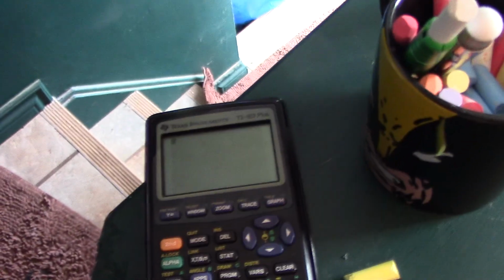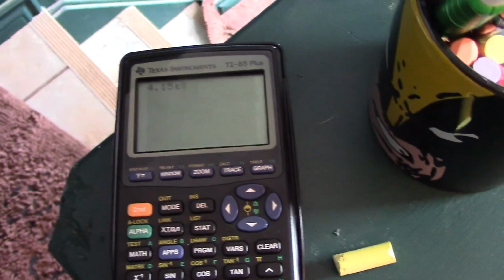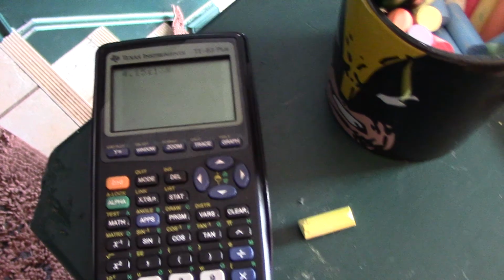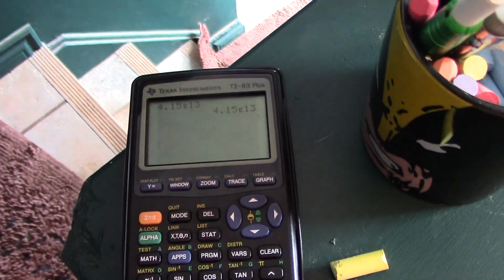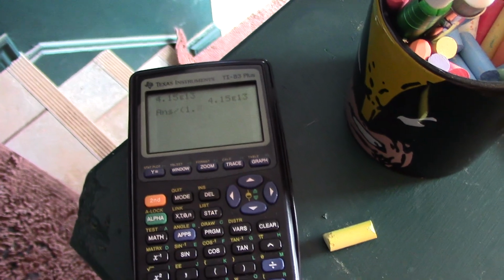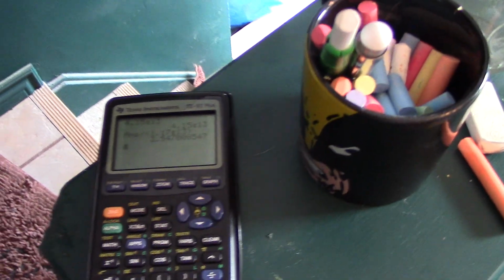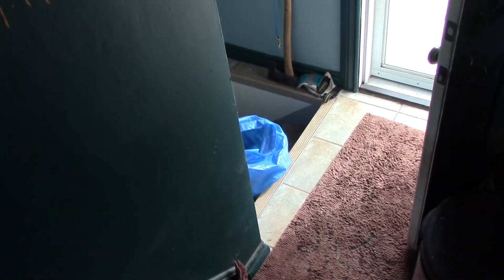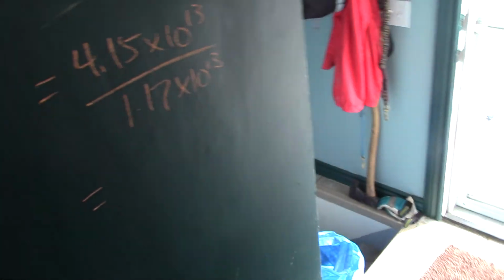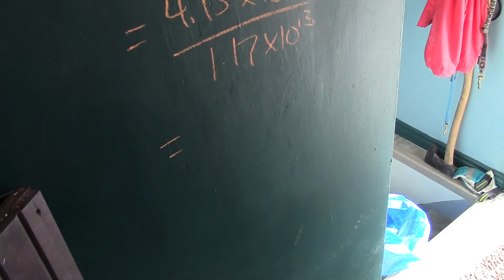So just as a reminder, if I plug this into a calculator, I like to break it up into steps. So here's, I'm going to write it like this, 4.15 E 13, okay, and I'm going to divide that bracket by 1.17 E 13. And I get an answer of 3.54. Yeah, 3.5.